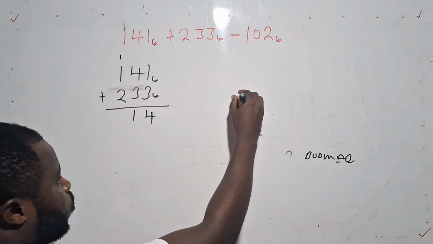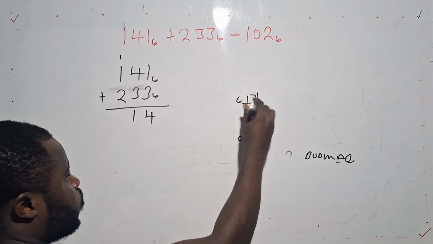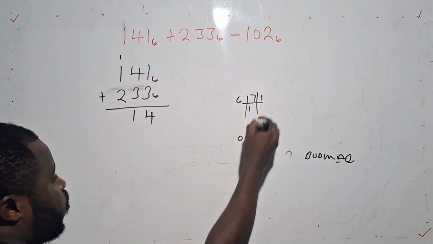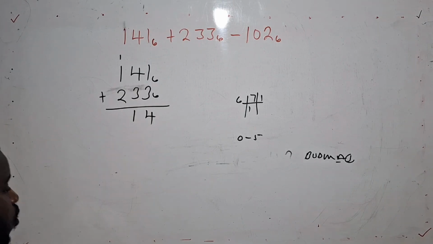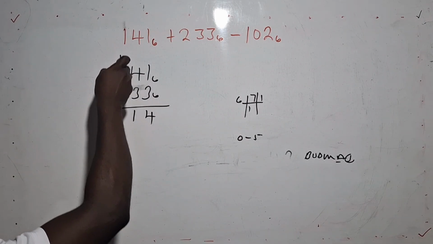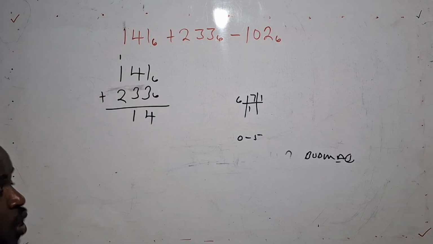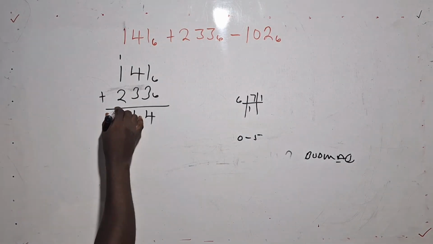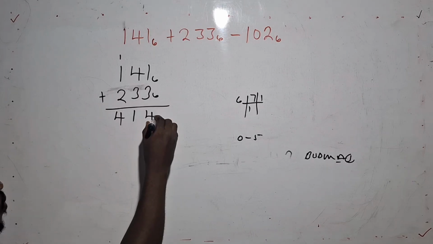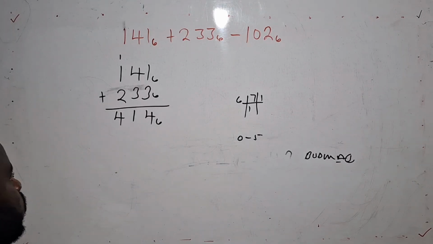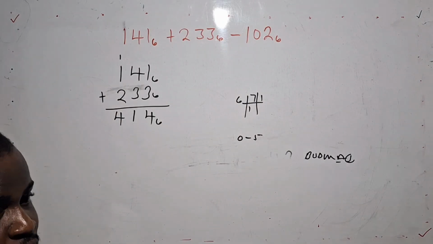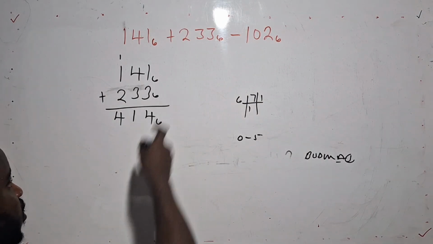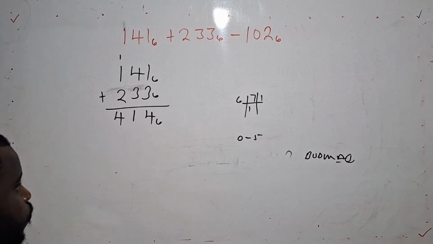If you are confused, use the table. 6 can go into 7, 1 remainder 1. So the 1 you send forward, and the remainder 1 is kept in the answer. Remainders are kept as the answers. Now we have 1 here plus 1, which is 2, plus 2 which is 4. Is 4 accepted in base 6? Yes. So the addition has given us 414 base 6.